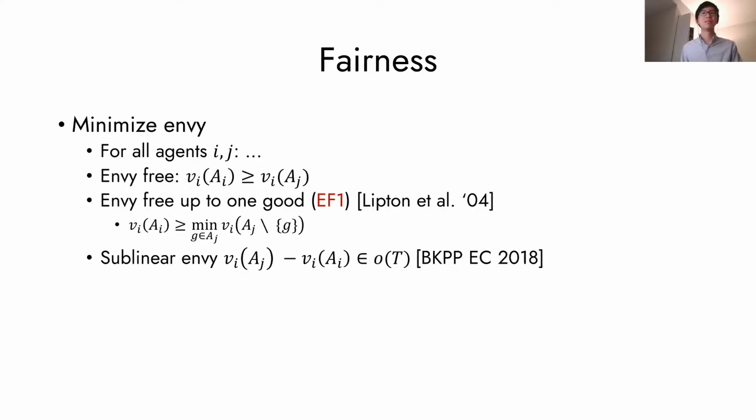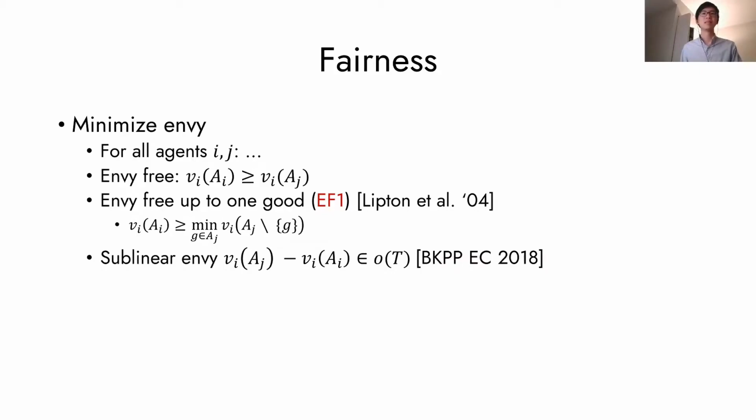We take fairness to mean keeping envy as small as possible. There's a few different criteria that we use in this paper. The strongest is envy freeness, which says that for all agents, they prefer their own bundle over other agents' bundles. For allocating indivisible items, a common relaxation is envy freeness up to 1 good.